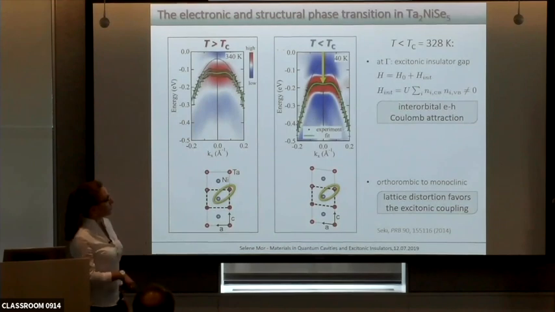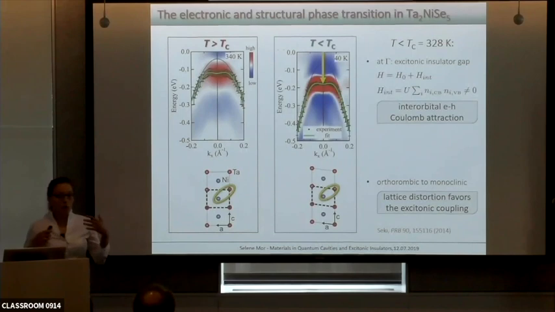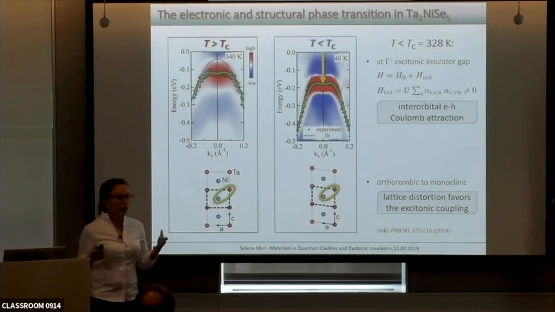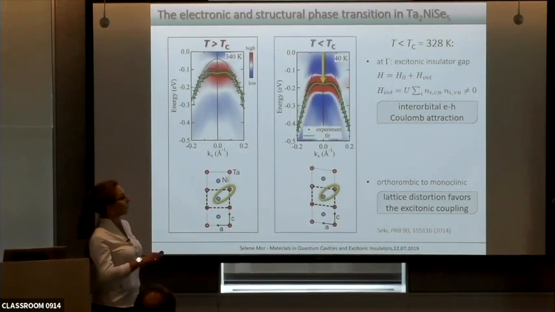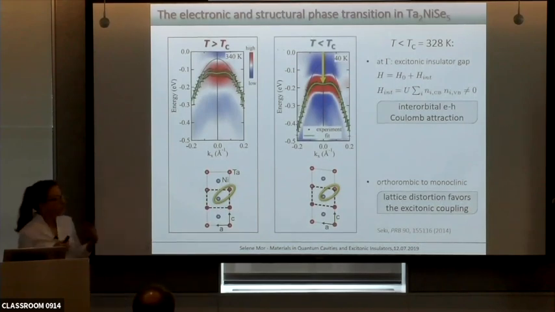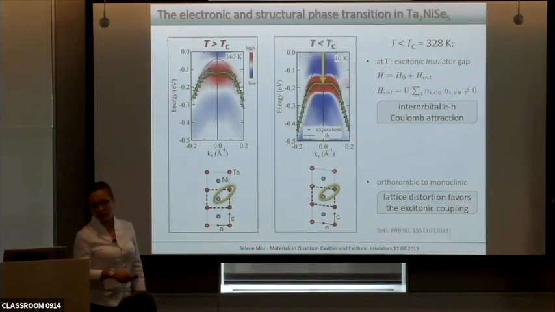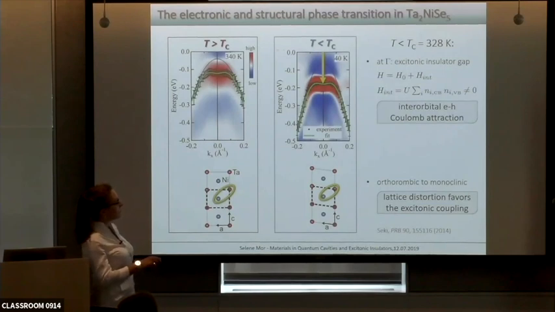And this actually results from the model, the green line, by introducing in the Hamiltonian a Coulomb attraction term between the valence band and the conduction band. So already suggesting that this electron-hole Coulomb attraction plays a role in flattening the upper valence band. Or this at least was the interpretation.